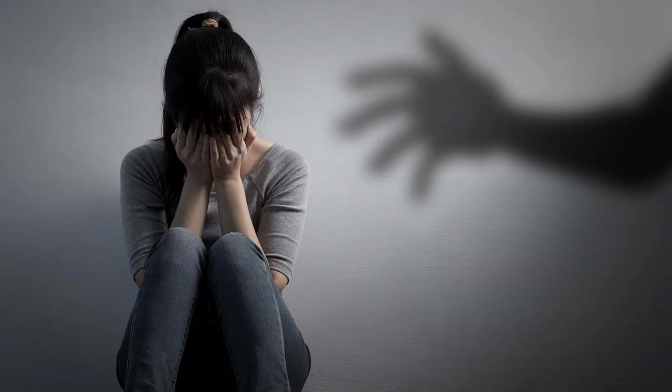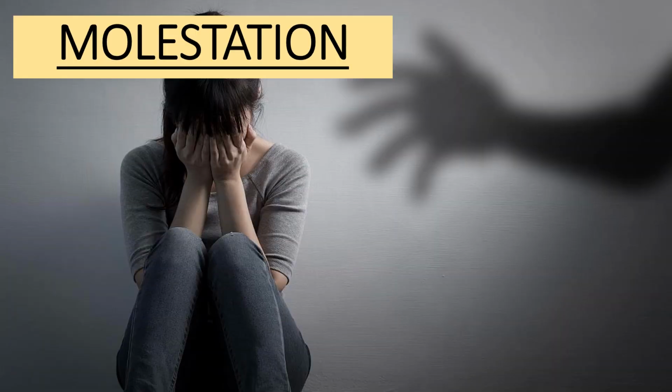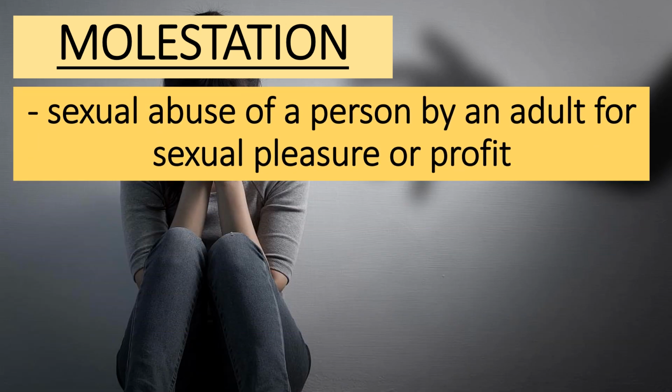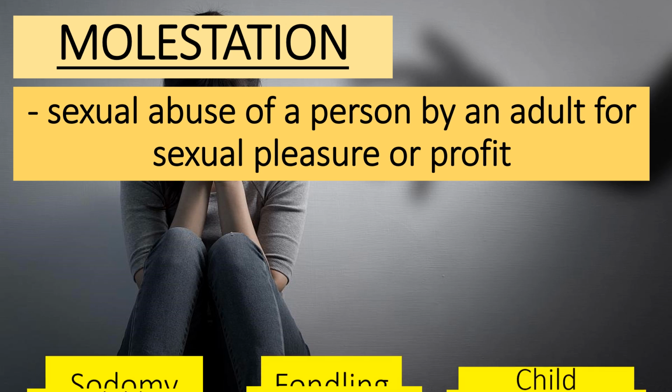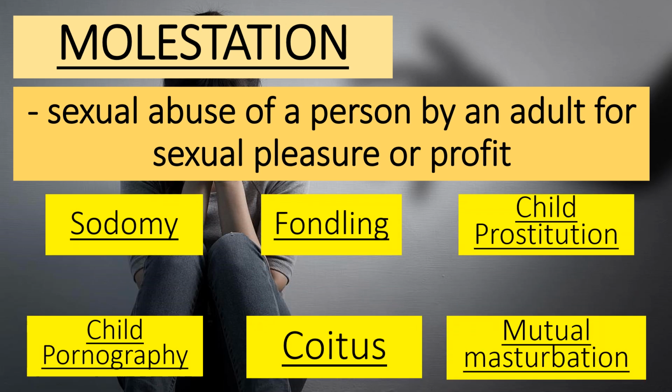Under sexual abuse, we also have molestation. Molestation is the sexual abuse of a person by an adult for sexual pleasure or for profit. It occurs when an individual sees another individual as a sexual object and uses this idea to satisfy his or her sexual urges and fantasies. These include any of the following: sodomy, fondling, child prostitution, child pornography, coitus, or mutual masturbation.